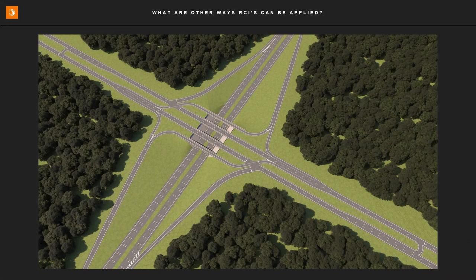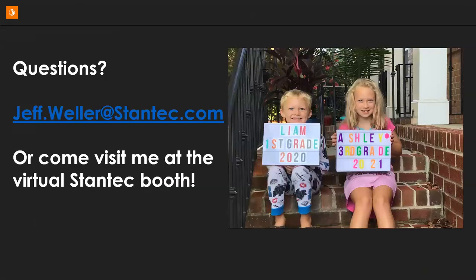I will note that I'm a big believer in alternative intersections and interchanges, so I will do my best to not talk about those too much unless we get a bunch of questions about them. So let's show the next generation how to think outside the box and improve the future mobility for generations to come. If there's any questions now, I'll be glad to answer them.